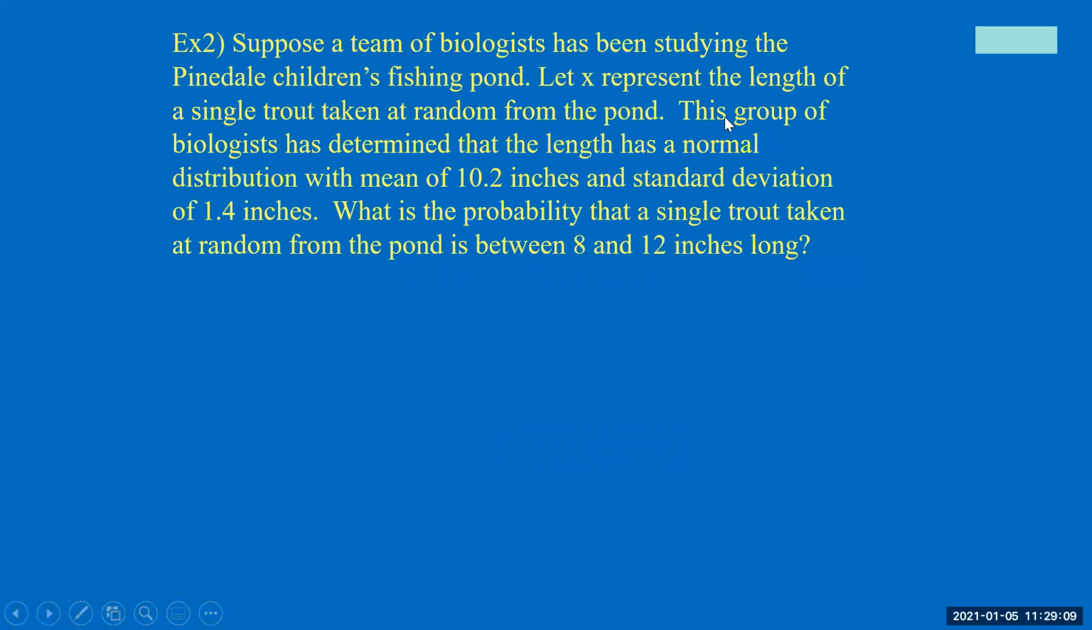So let's look at another example. Suppose a team of biologists have been studying the Pinedale Children's Fishing Pond. Let X represent the length of a single trout taken at random from the pond. This group of biologists has determined that the length has a normal distribution with a mean of 10.2 and a standard deviation of 1.4. What is the probability that a single trout taken at random from the pond is between 8 and 12 inches long? So again, this is a straightforward z-table question.